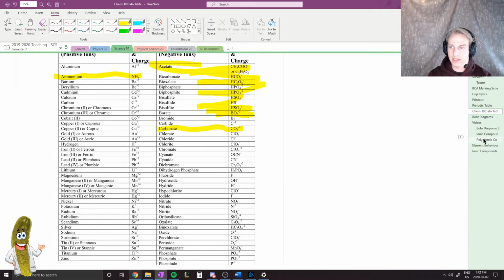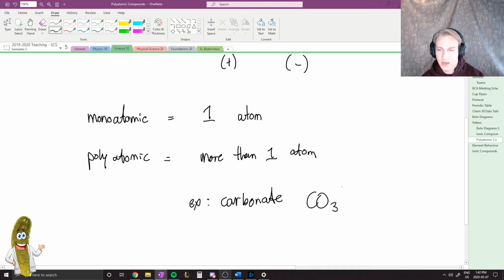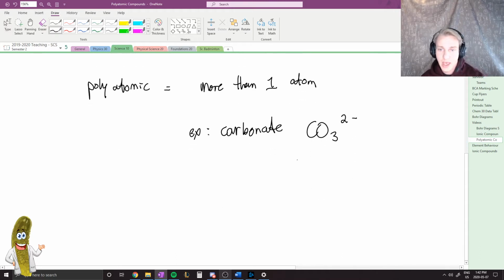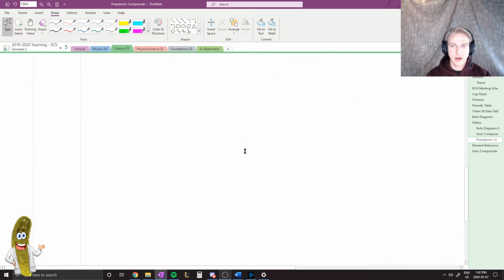So our example is carbonate, which is CO3 with a 2- charge. Now this 2- charge isn't on either the oxygen or the carbon, but on the combination of all of them. So this polyatomic ion has one carbon atom and 3 oxygen atoms, and that entire thing has a 2- charge. When we have to actually match these up with a metal is where this becomes interesting.